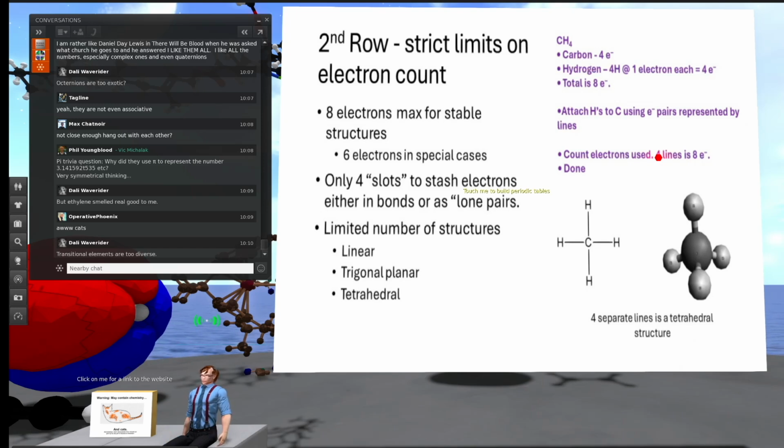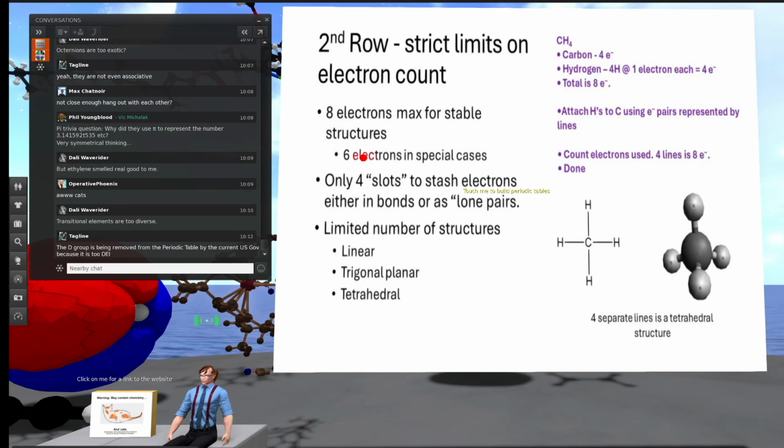So what I'm talking about right now is a thing called Lewis structures. We need 8 electrons for the maximally stable structures, right? 6 electrons in special cases, yes. Boron is a special case, but I'm not going to talk much about boron today. It's got lovely chemistry. So 8 is going to be our goal for today.